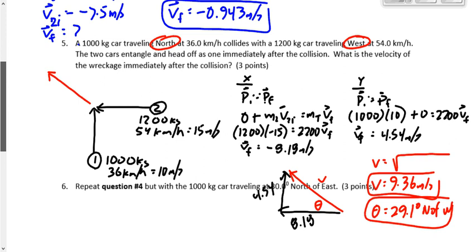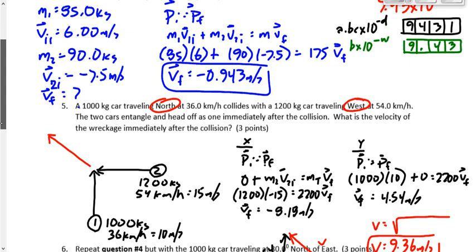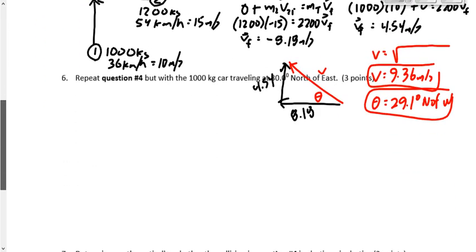Now, I could ask you a couple more things here. What's the momentum after the collision? What would you do? Multiply by mass. I could have said, what's the momentum before the collision? Multiply by mass. That gives you the momentum after, but it's the same as the momentum before. Now, number 6 says repeat question number 4. It should have said repeat question number 5, but I made an announcement about that. But with a 1,000 kilogram car traveling at 30 degrees north of east.